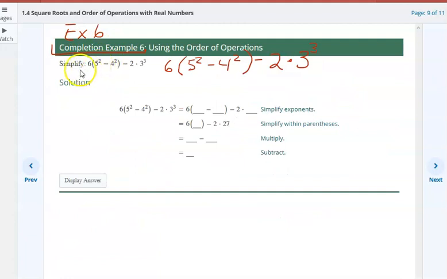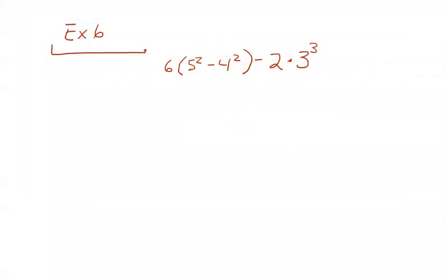Example 6 now, I've copied, and always check that you're copying it correctly. What do we do first? Well, again, we have some exponents inside a grouping symbol. So this is going to be 6. 5 squared is 25. Now, notice what we have here, a negative 4 squared. But is it the negative 4 that's squared or just the 4? Hopefully you've picked up on this now, it's just the 4.